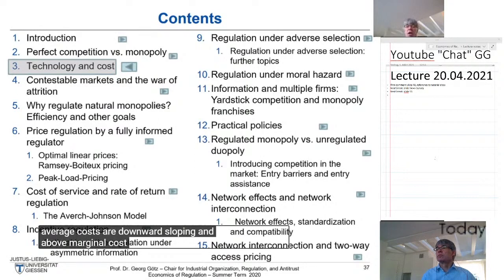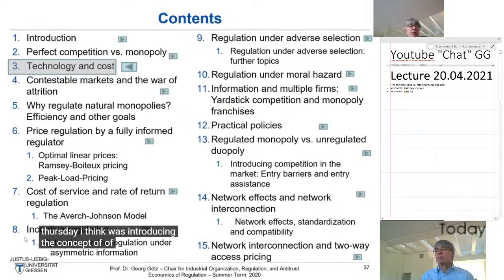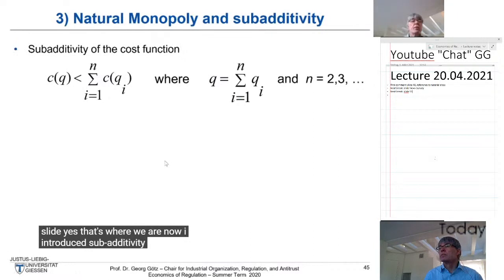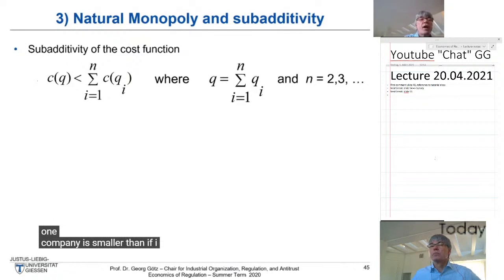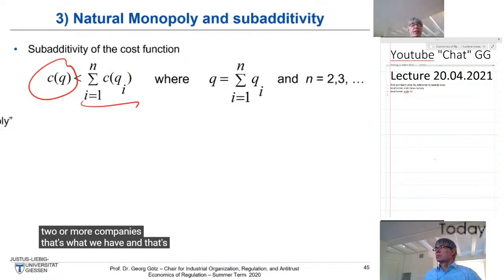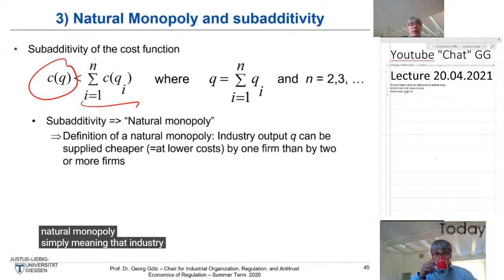Pretty much the last thing I did last Thursday, I think, was introducing the concept of sub-additivity. And that's where I'm going to jump to right now. Yes, that's where we are now. Subadditivity simply is that the cost of producing total industry output in one company is smaller than if I produce this in several, that is at least two or more companies. That's actually our technical definition of what is called a natural monopoly, simply meaning that industry output Q can be supplied cheaper, that is at lower cost, by one firm than by two or more firms.